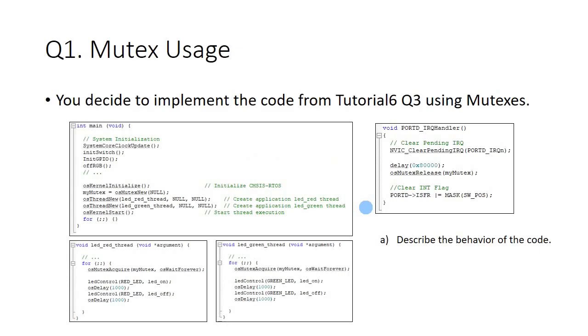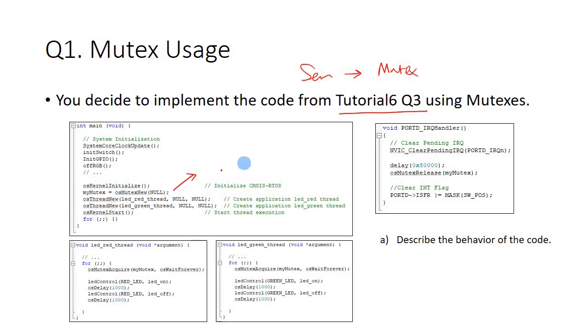In our first question, we're going to look back at the use of mutex. This code that you see here is basically similar to what you saw for tutorial 6 question 3, except that in that question we made use of semaphores. Here we are going to transition all of that to make use of mutex.